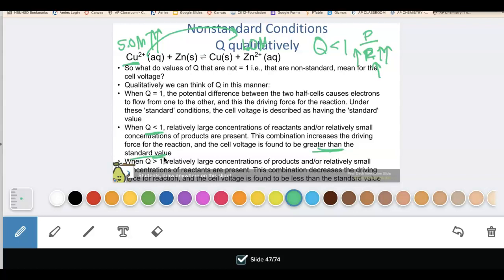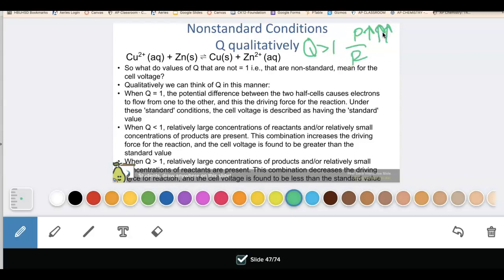So what happens if Q is too big? Well, what does that mean? If Q is big, it means we have high concentration of products. So I'm just going to flip those numbers. I'm going to call the zinc 5 molar, and the copper ion 1 molar instead. Uh-oh. What happens if your products are too concentrated? The reaction is going to want to go backwards. That is not good for a cell whose reaction wants to go forward, right?